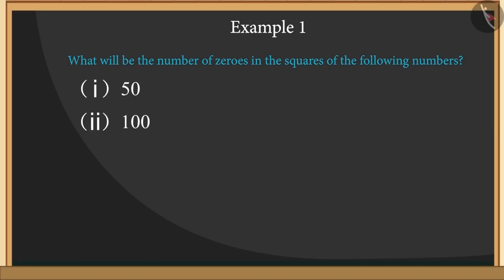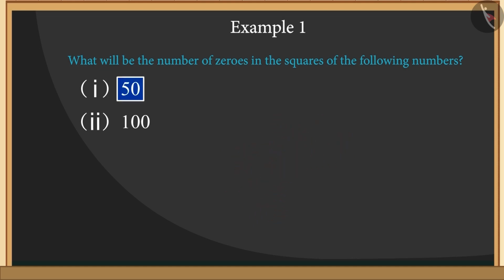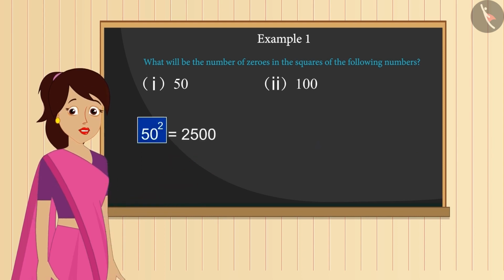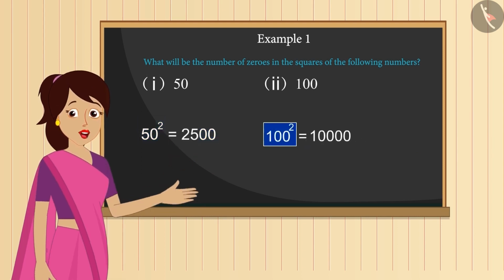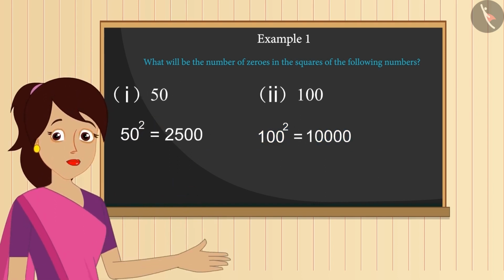Are you having trouble finding the number of zeros? Let's find it together. The number 50 has one zero and the number 100 has two zeros. The number of zeros at the end of the squares will be in pairs, that is, their count will always be an even number. Therefore, there will be 2 zeros in the square of 50 and 4 zeros in the square of 100. Isn't that easy?